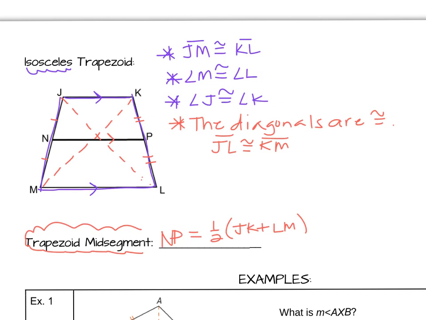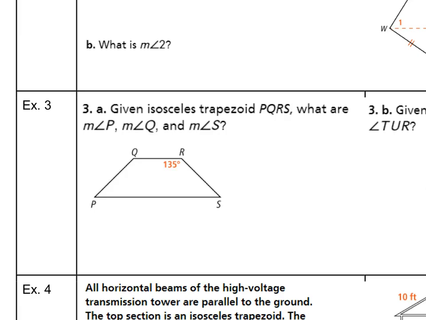All right, let's go to the next example that we haven't covered yet related to trapezoids. Please try to find example 3. This is the example that we didn't do in our notes last week. It says, given isosceles trapezoid PQRS. Let's go ahead and underline isosceles because we know some unique things about that. It says, what are the measures of angles P, Q, and S? So we're trying to find the measures of just the rest of the angles.